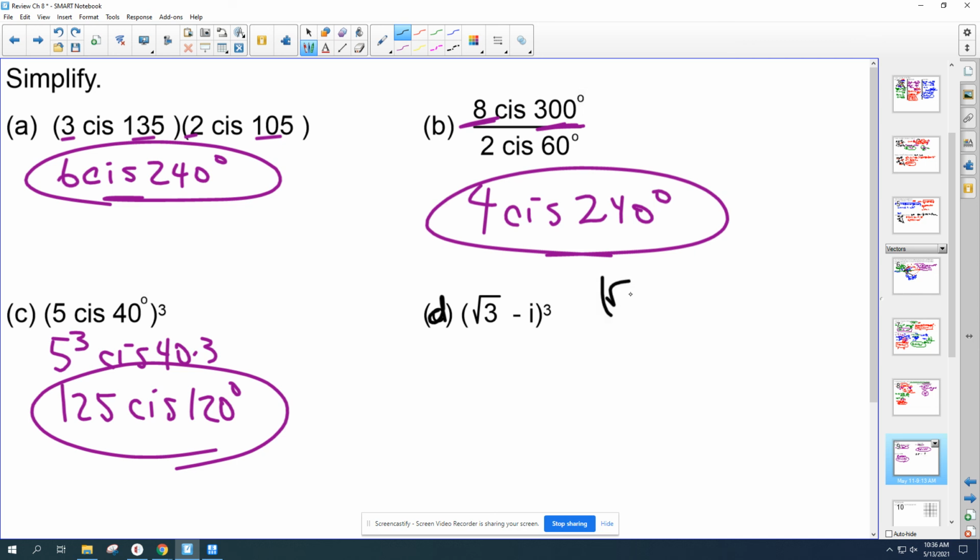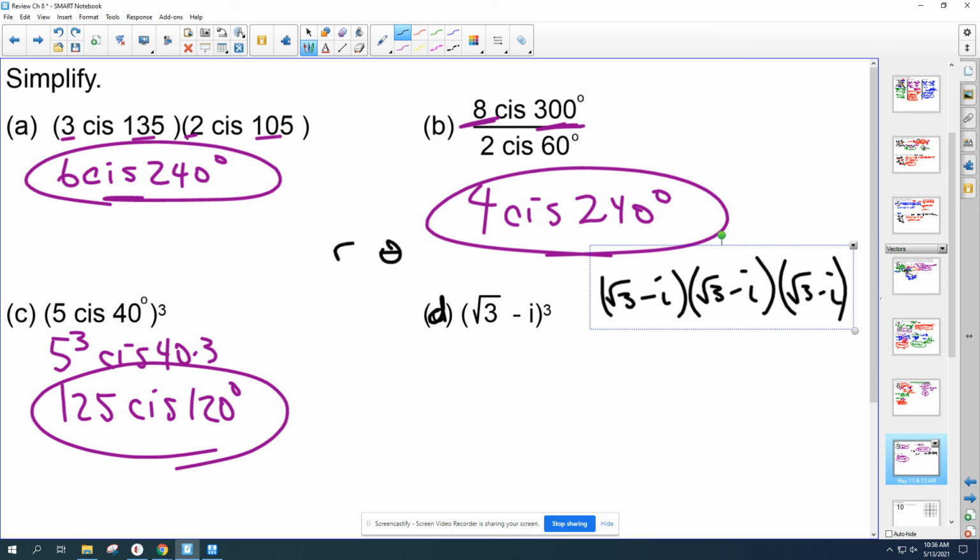One thing you could do, I suppose, is do what you would have done in algebra class and just distribute it out. Okay, that's one thing you could do. Or if you want to think about trig, you can change this to polar and then do de Moivre's. So polar form, we need r and theta. So r would be square root of square root of 3 squared plus negative 1 squared. That's going to be 3 plus 1 is 4. Square root of 4 is 2. R is 2.